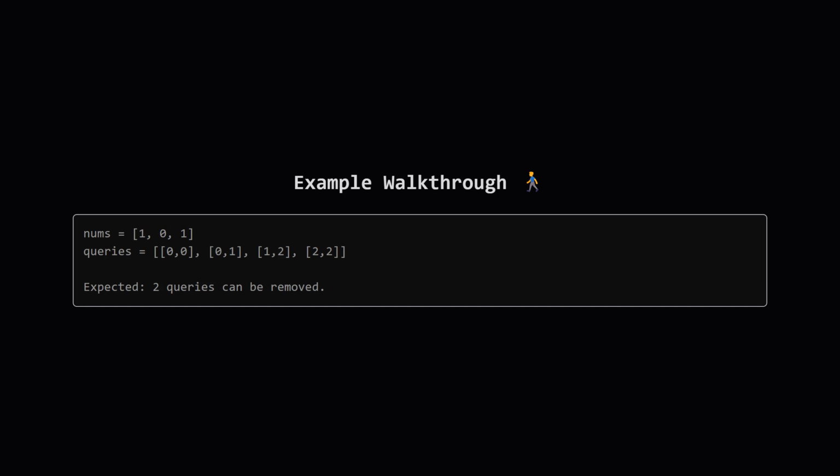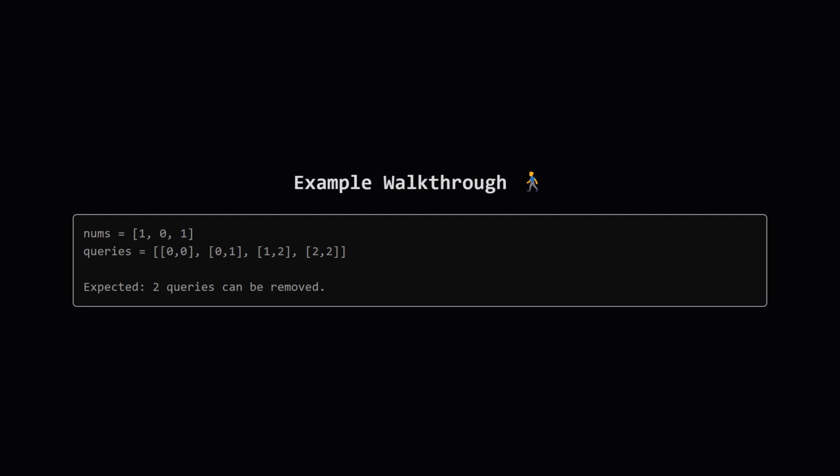Suppose our list is 1, 0, 1. This means at index 0 we need one operation, at index 1 we need 0 operations, and at index 2 we need one operation. And our queries, after sorting them by their start times, might look like this: a query from 0 to 0, another from 0 to 1, one from 1 to 2, and one from 2 to 2. Okay, let's go step by step. For index 0, nums at 0 is 1. We need one operation. Queries starting at index 0 are 0, 0, ending at 0, and 0, 1, ending at 1. We should greedily pick the one that helps longer, so we pick 0, 1.